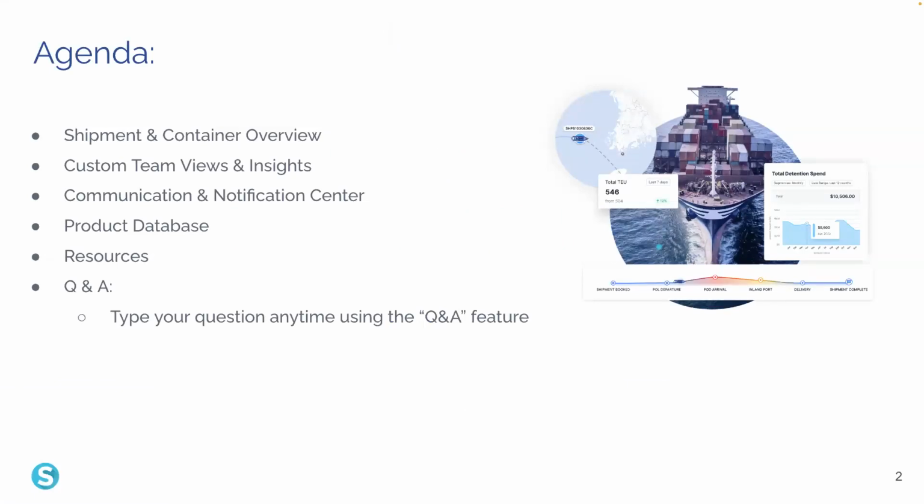Okay, so I just want to go over the agenda of what we're going to cover today in this call. We're going to talk about your shipment and container overview, how you can utilize the data in these various pages to create custom team views and insights. We're going to show you your new communication and notification center, how you and your teammates can really tailor the notices that you're receiving to really work best for you. And then we're going to end by talking about your product database. So essentially showing you how you can upload products and how you can really utilize the tools available there.